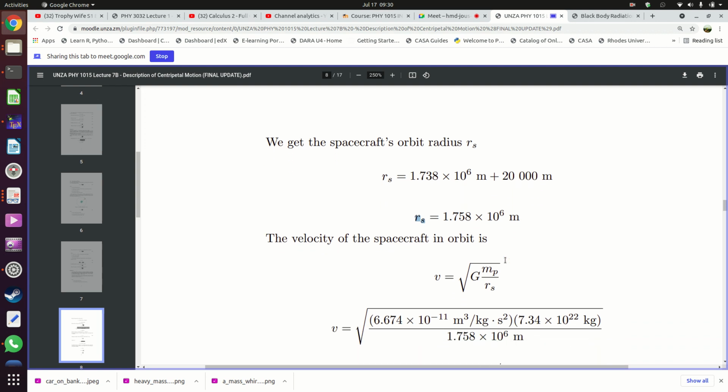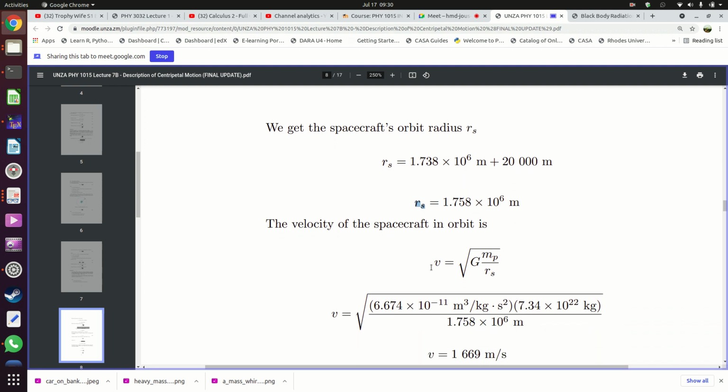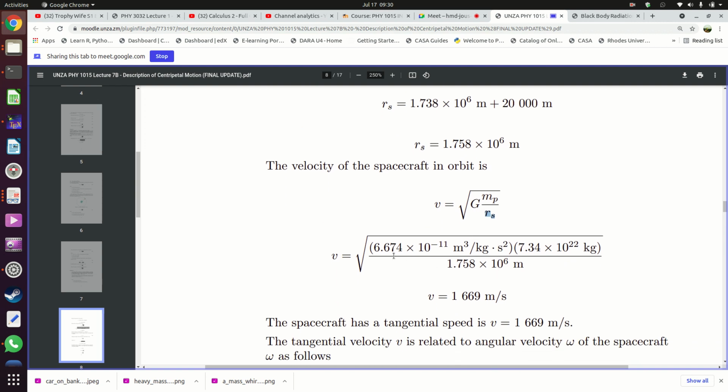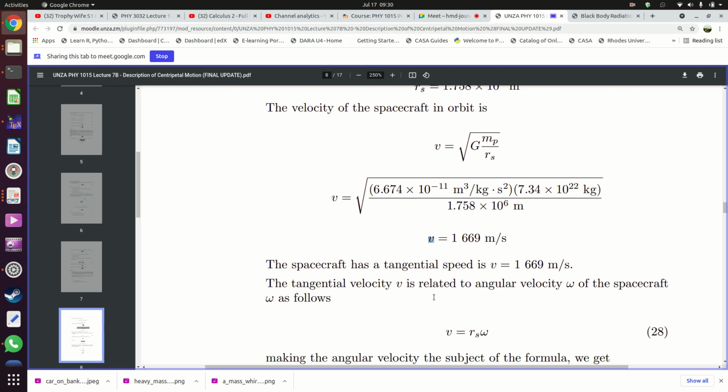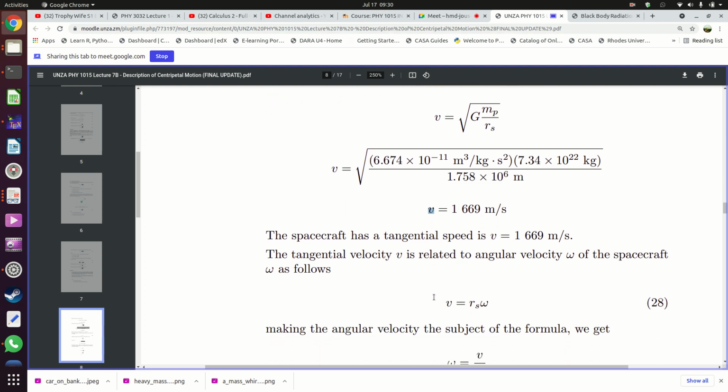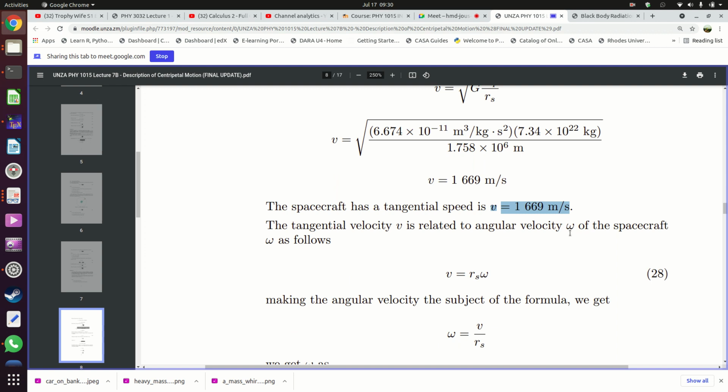So now that we have our rs, we can work out what the velocity is supposed to be. The velocity is equal to the square root of G multiplied by the mass of the planet divided by rs. In this case, our G is this one here, the mass of the moon is that bit here, then the radius of the circular orbit of the satellite is this. So you end up with v equals 1,669 meters per second. So this is the speed with which the craft is going to be going around the moon in space. Are we clear?